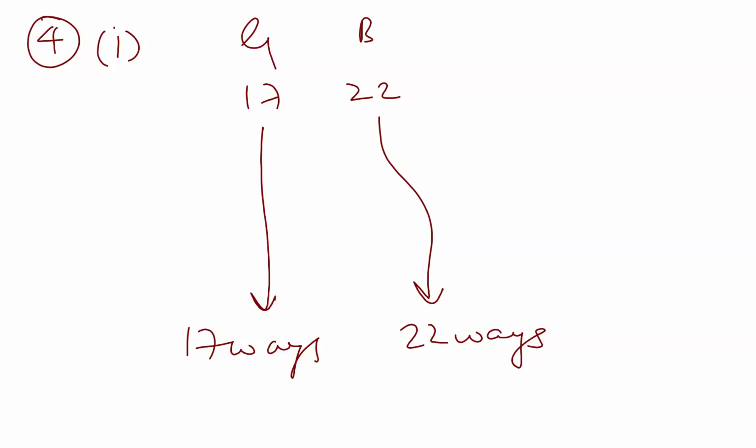So as I said, because this time we don't require a representative from the total, we require a representative from both the categories. So girls and boys. There are 17 choices in girls and 22 choices in boys. So we are going to multiply this. We'll get the answer.